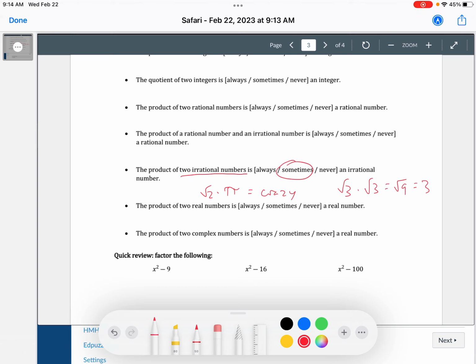Product of two real numbers is always, sometimes, or never a real number. Real number is any number you could think of before you had heard about imaginaries. So 6, 10, negative 3/5.